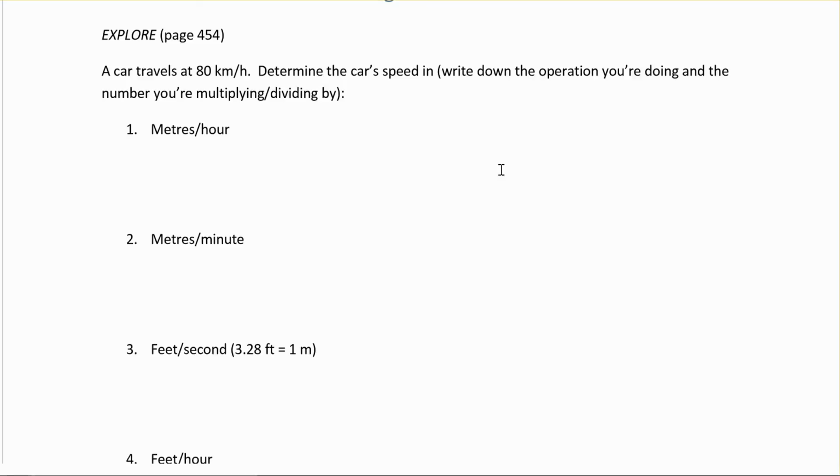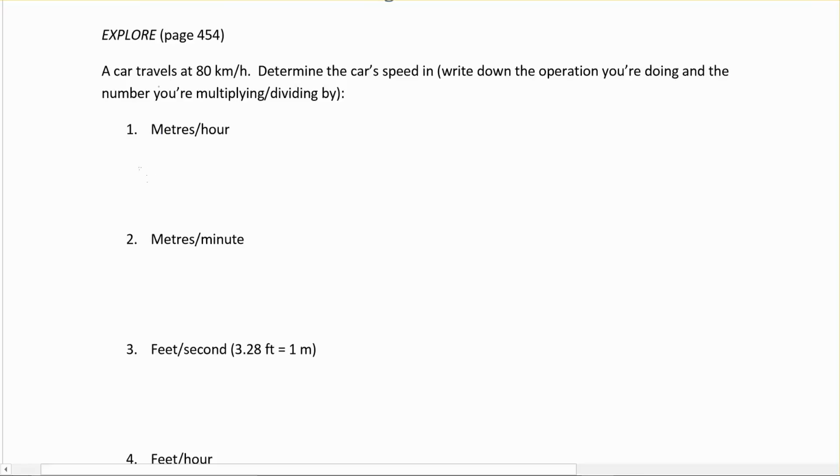Okay, hi, Math 20-2. So for this one, what we're going to start doing is something called unit analysis. What I mean by that is we're going to be able to convert something like 80 kilometers an hour into different units like meters per hour. And we're going to be able to do that just by multiplying by something.